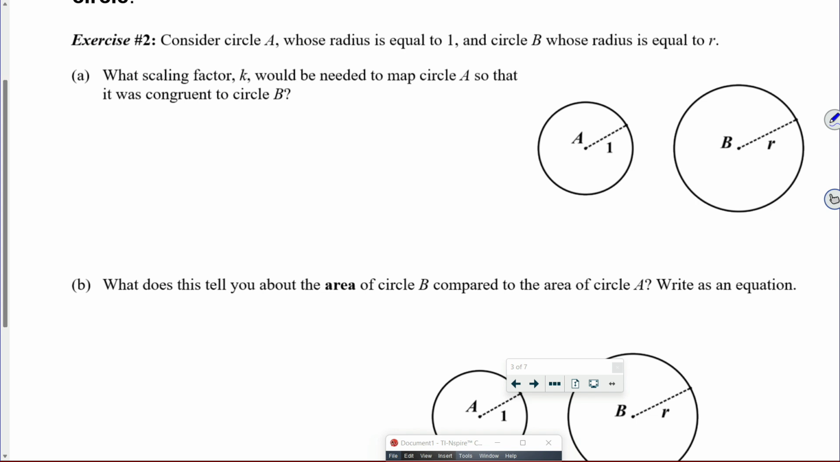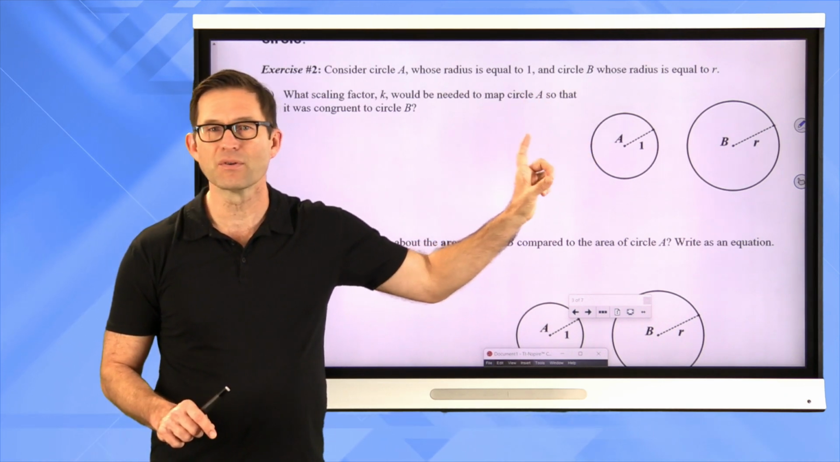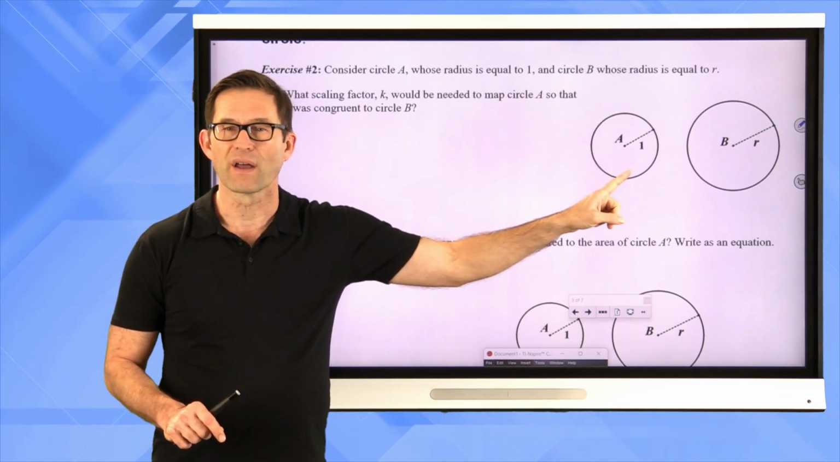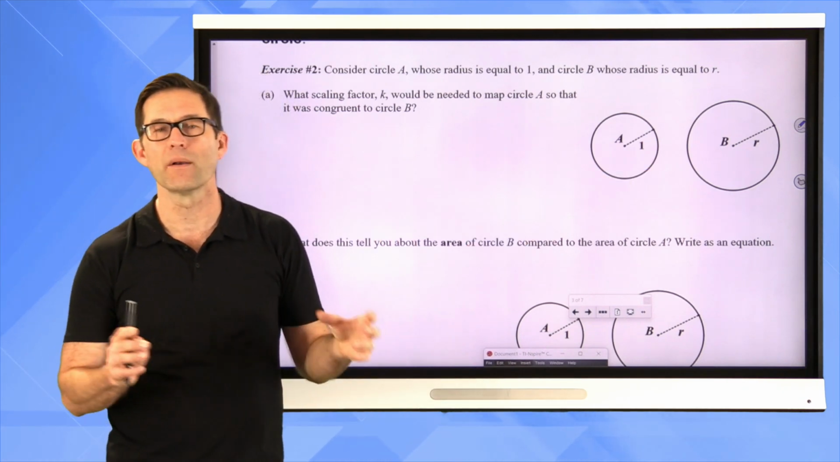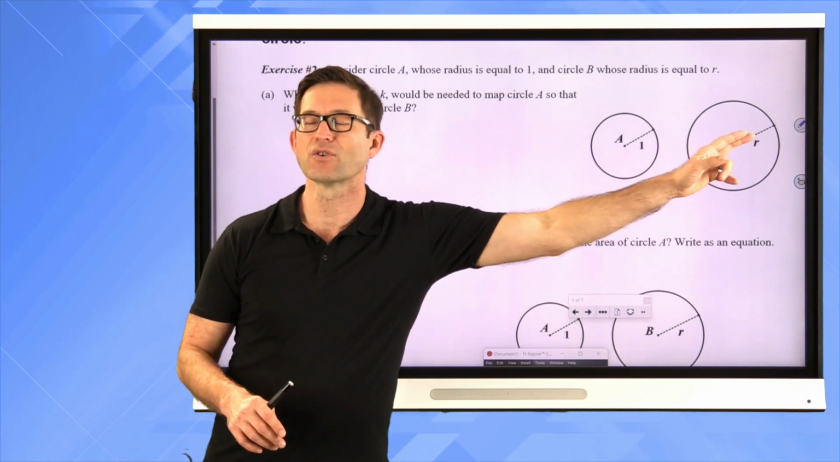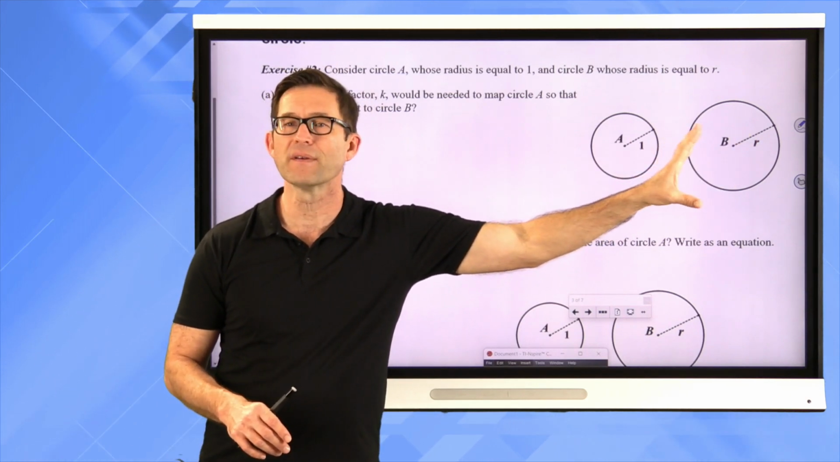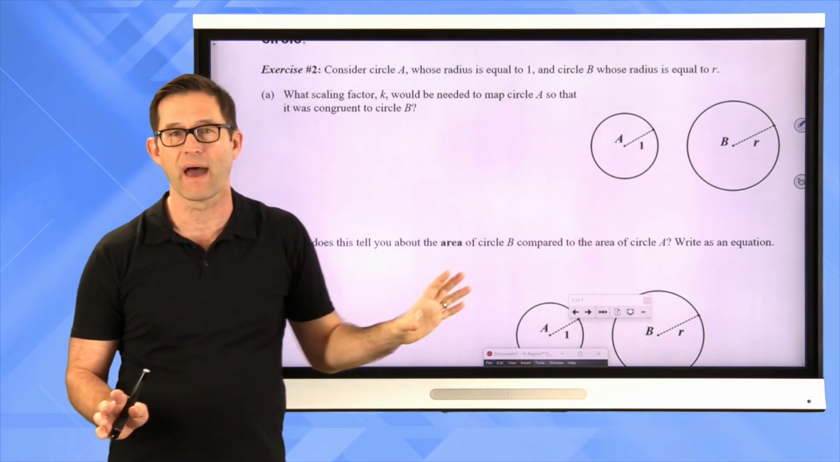All right. This is really critical, so let's talk about this. I've now got a similar scenario to the last problem. I've got a circle whose radius is equal to 1. That could be 1 centimeter, 1 inch, 1 mile, 1 foot, I don't care. And then I've got circle B that has a radius that's equal to R, and keep in mind that R could be smaller than 1, it could be larger than 1, it doesn't matter.